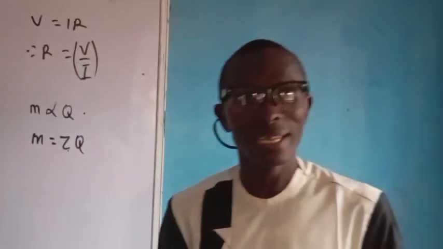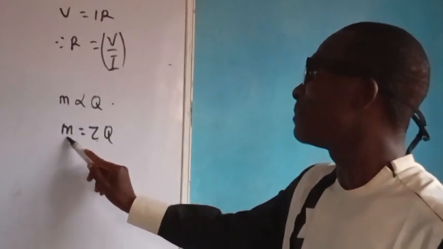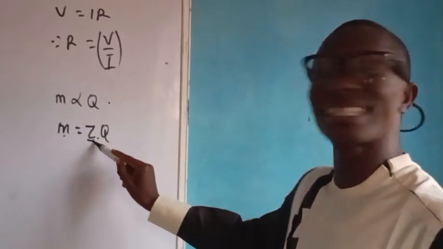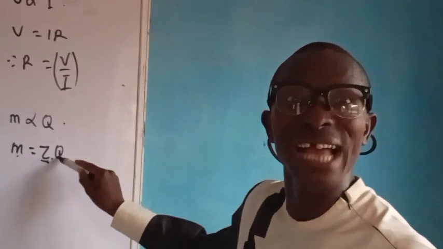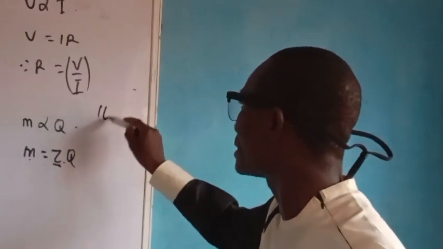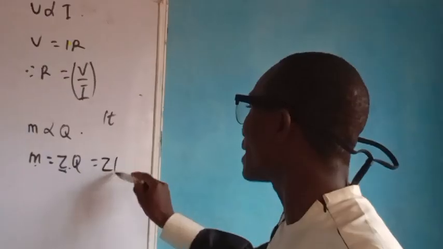Now, for what we are saying now, I told you that the mass of the element becomes equal to this. This Z here stands for the electrochemical equivalent, while the Q here is the quantity of charge. Remember we said that charge is IT, so we can write this as ZIT.